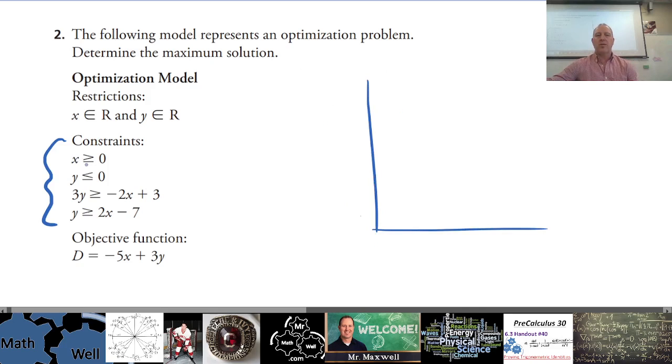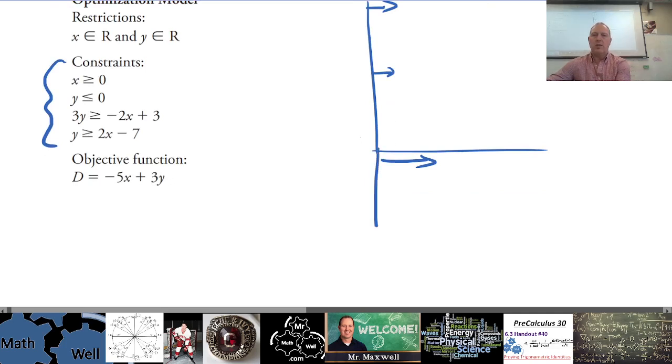So x greater than 0. That means all the x values have to be greater than 0, okay, this way. Y values have to be less than 0. So that actually brings us down to this region here, right? Less than 0.